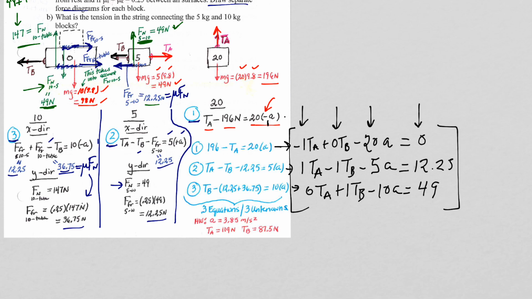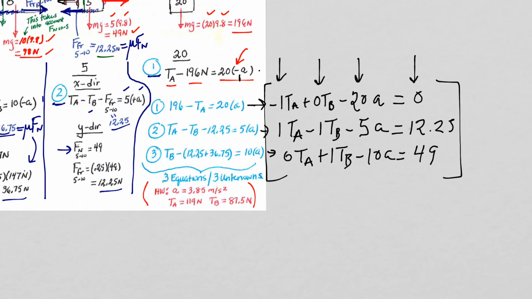We are also going to talk about it in class, so don't worry about it if it doesn't work out for you the first time. We can correct that in class. But if you've done everything correctly and you go to solve that determinant with your row-reduced echelon form, it's a linear algebra thing, you should get that the acceleration is 3.85, the tension A is 119, and tension B is 87.5.